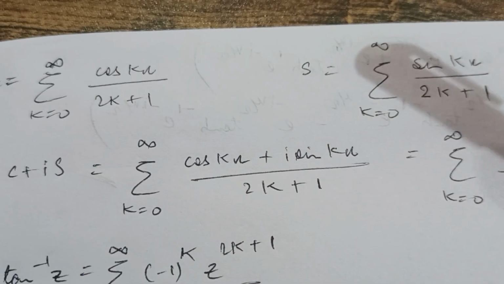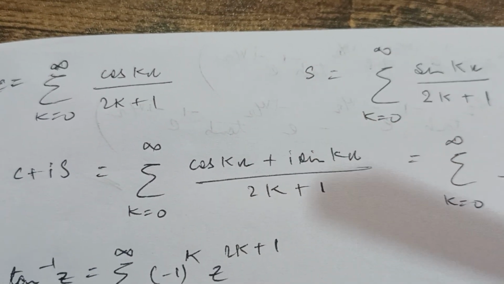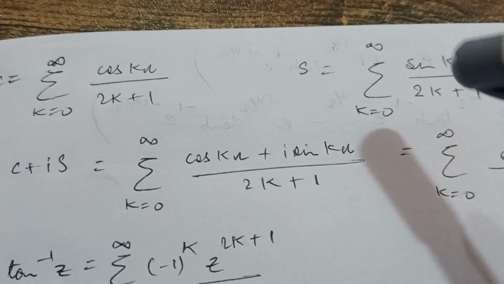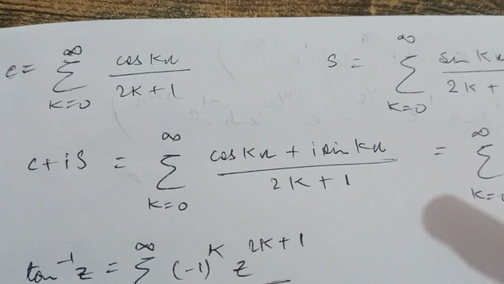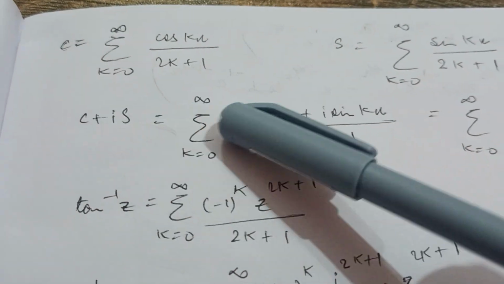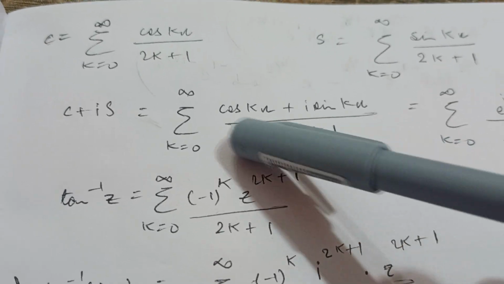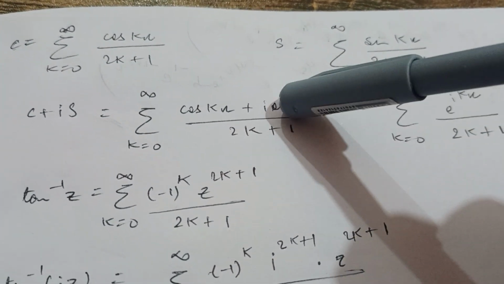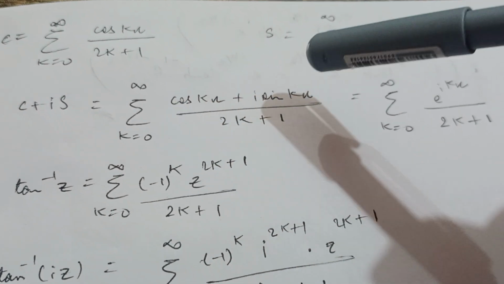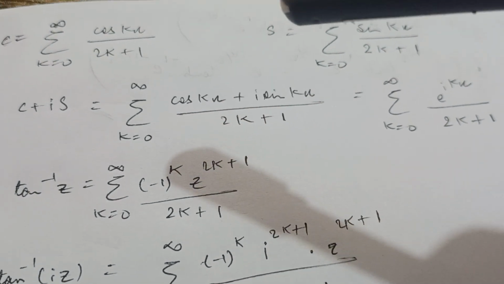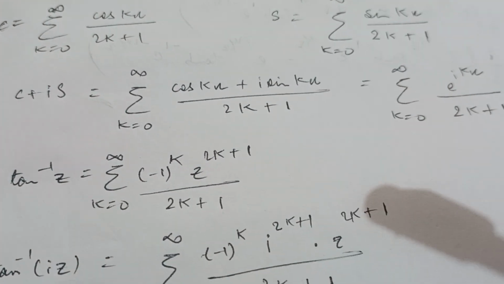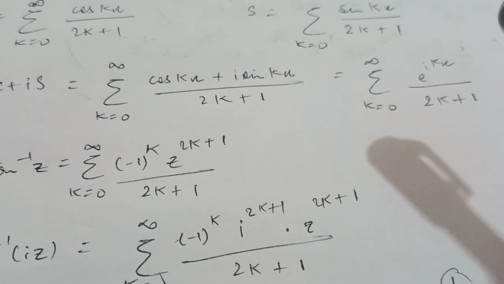So one thing that comes to mind is cos theta plus i sin theta, the complex form, since we are trying to simplify it. Of course there is a relation, so I am trying to combine them and find some relation among them. I am calling this C, calling this S, so C plus iS will be the summation of cos kx plus i sin kx upon 2k plus 1. Of course, you know the polar form: e to the power i theta is equal to cos theta plus i sin theta, so I am using that here, and I am writing this as e to the power i kx upon 2k plus 1.